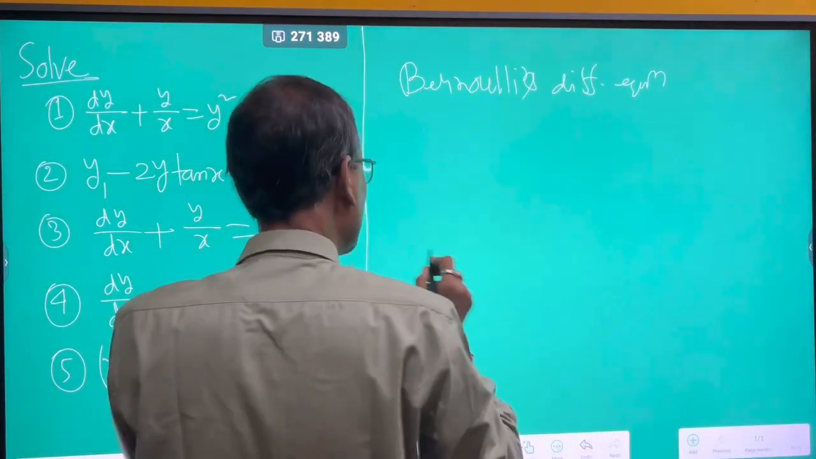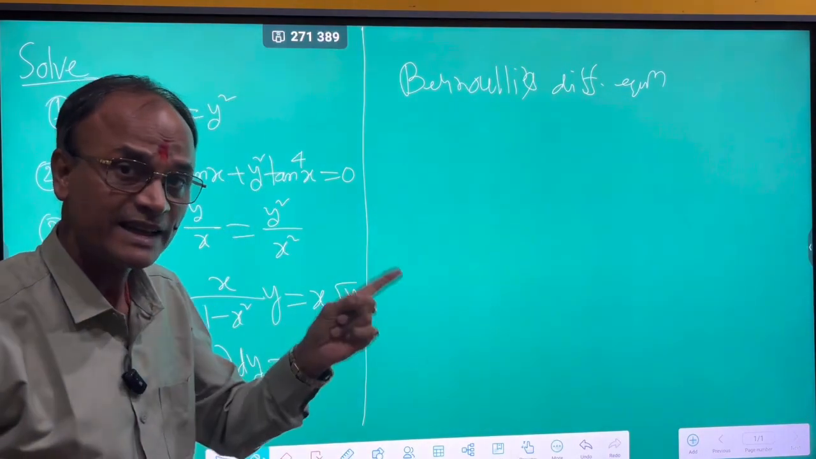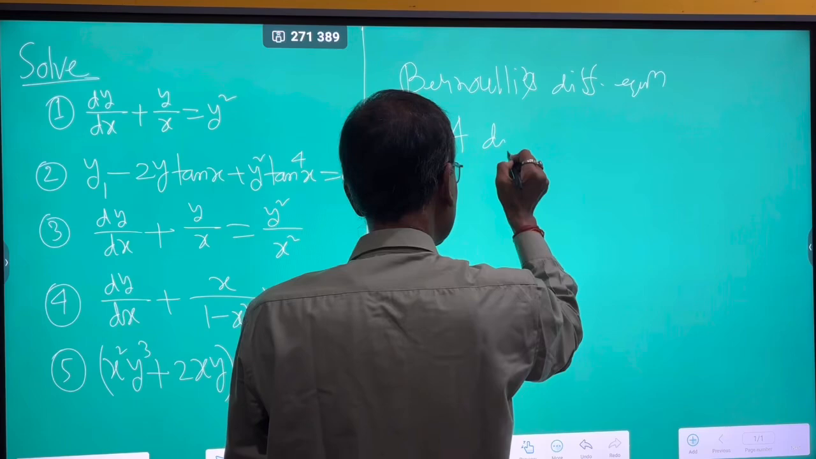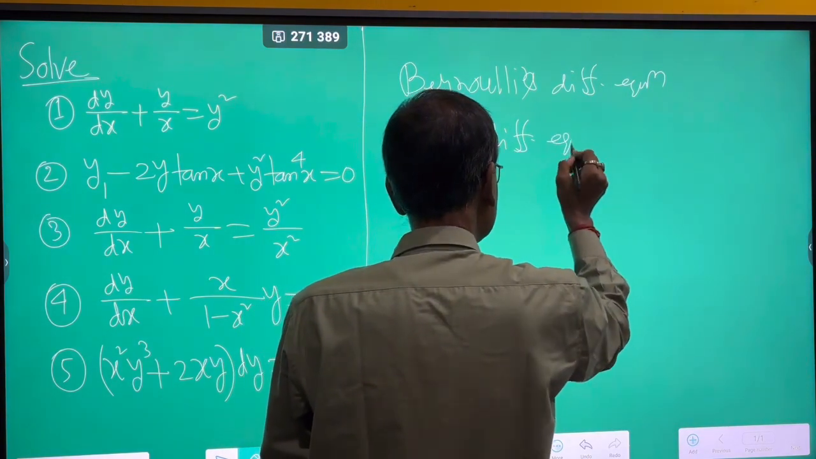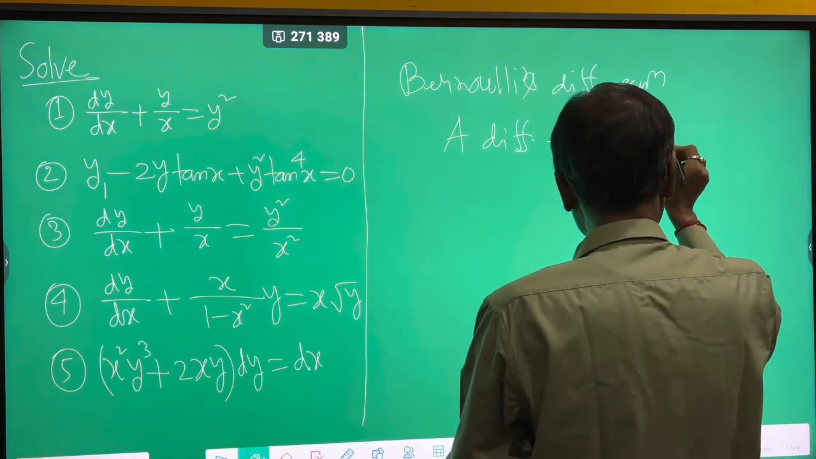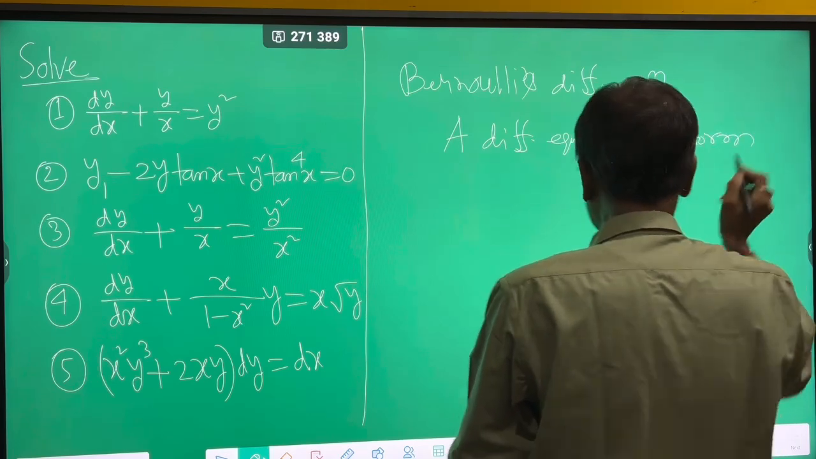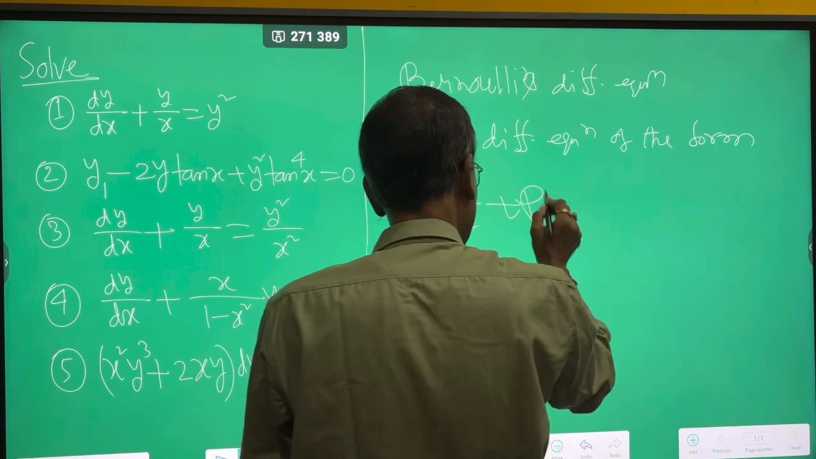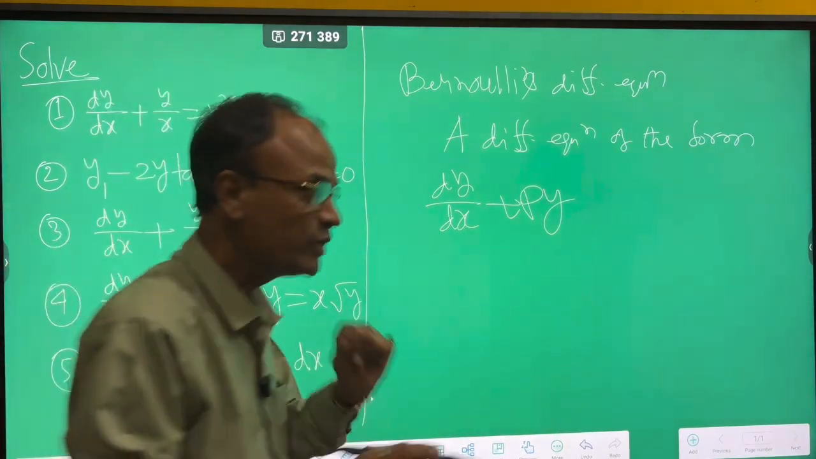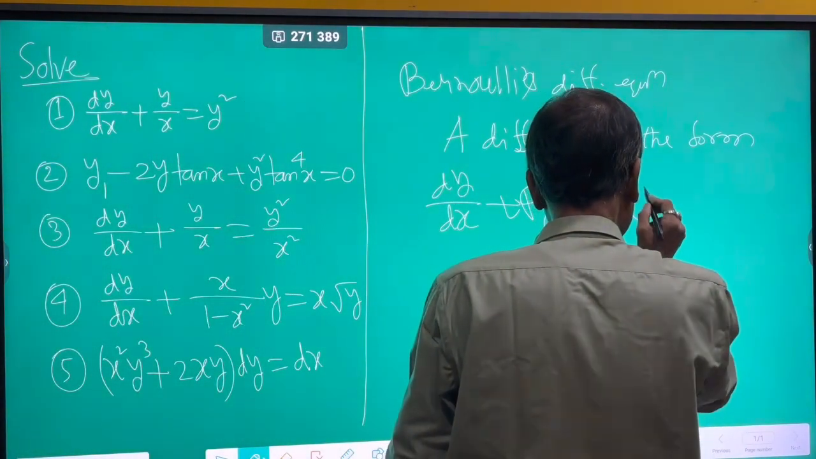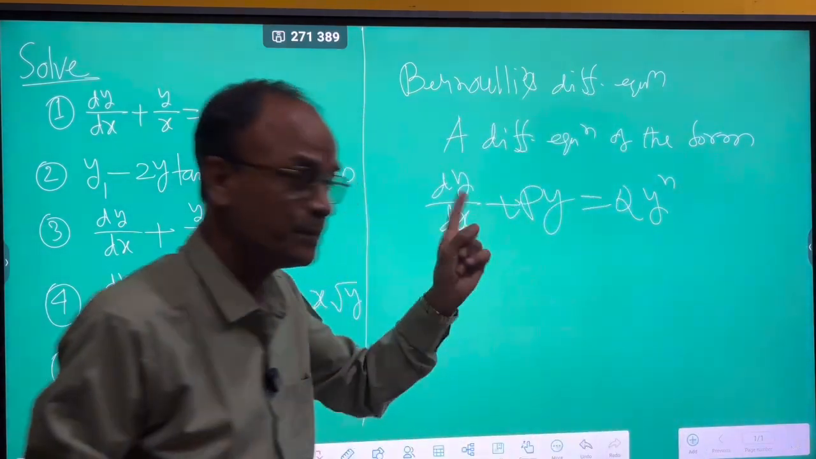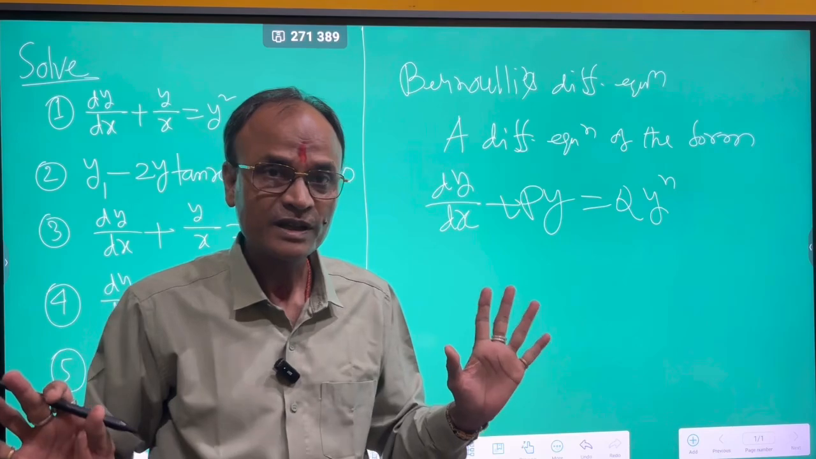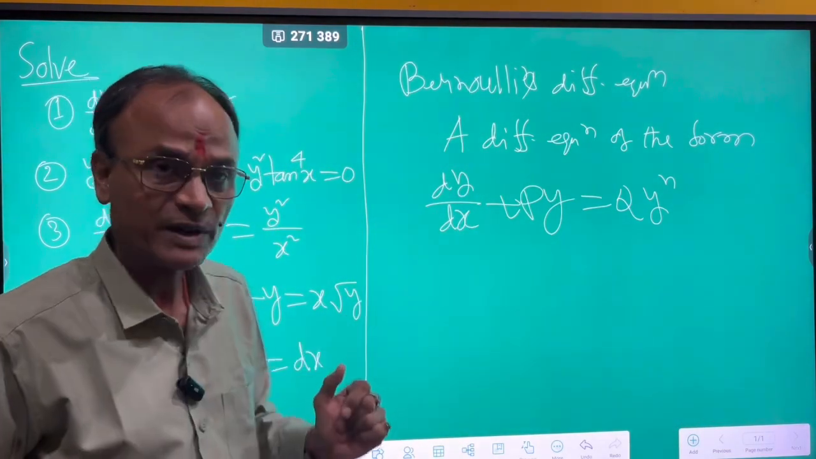A differential equation of the form, let me write it down, a differential equation of the form dy by dx plus py equal to q into y to the power n, where p and q are functions of x alone or constant, is called a Bernoulli's differential equation.